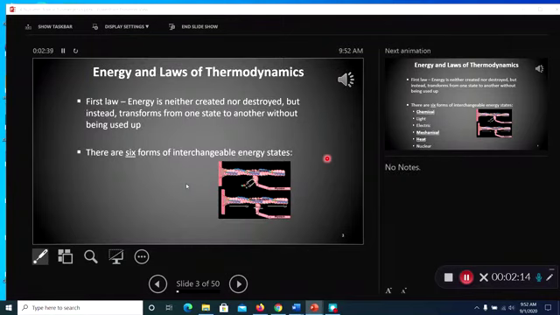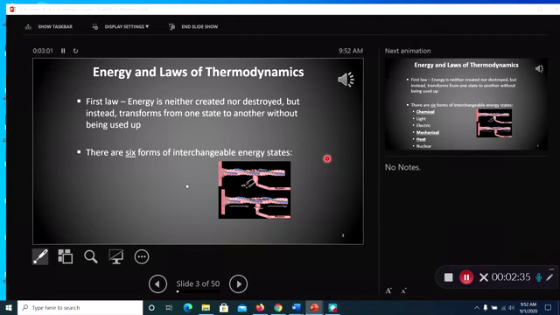A little bit of review about energy and the laws of thermodynamics. The first law is energy is neither created nor destroyed. So we have to balance out equations, right? If you were doing a chemistry class and you were showing reactions, you would be able to balance out all the products involved and account for those.